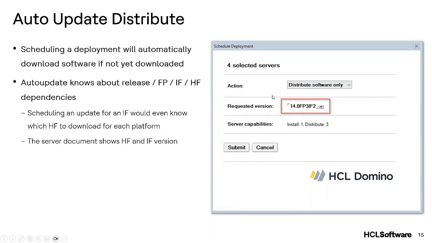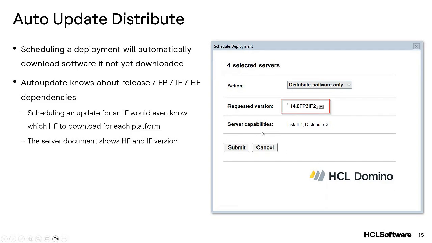And then I specify a version. In this case, I specify the latest and greatest version with the current interim fix, 14.0 fixpack 3 IF2. So this software catalog knows about interim fixes, not just the hotfix numbers, and you select it always by interim fix number. You see also on the same screen here something new that wasn't available in 14.0, server capabilities.